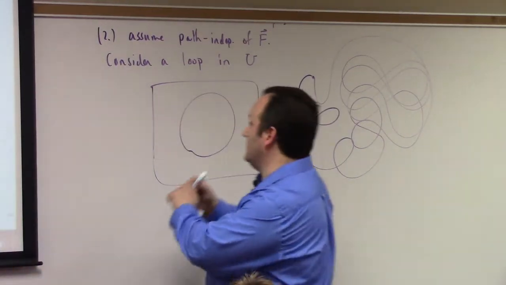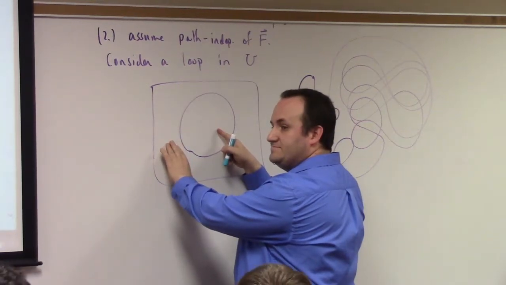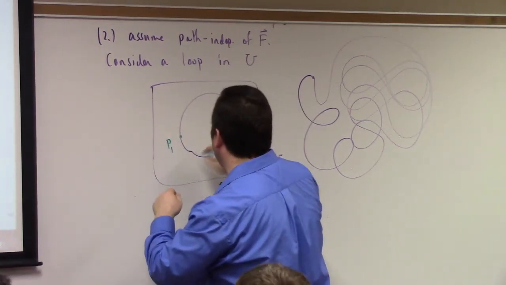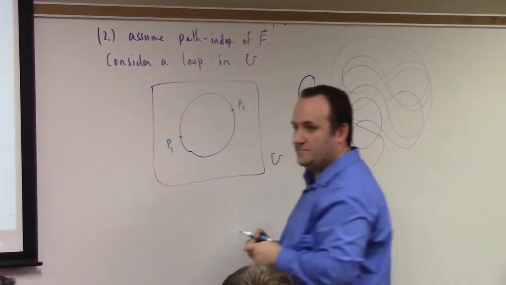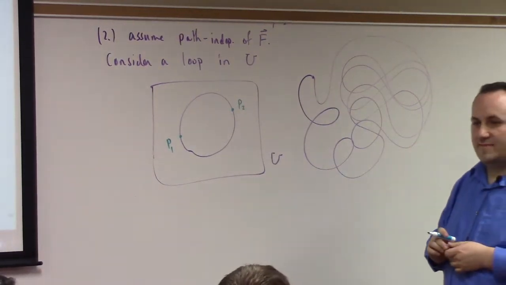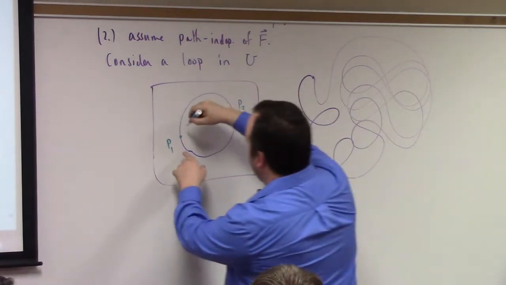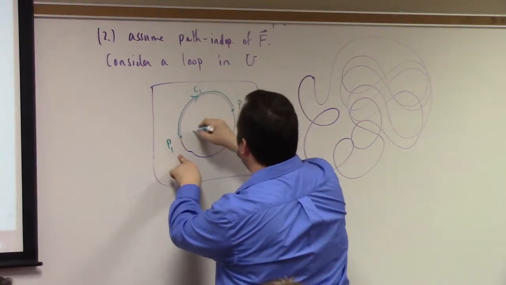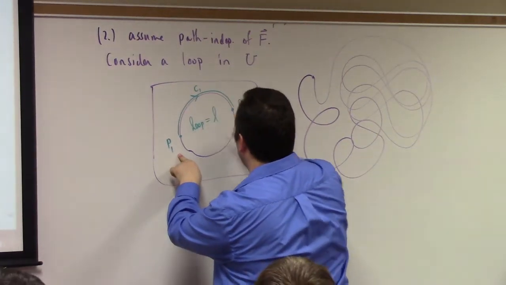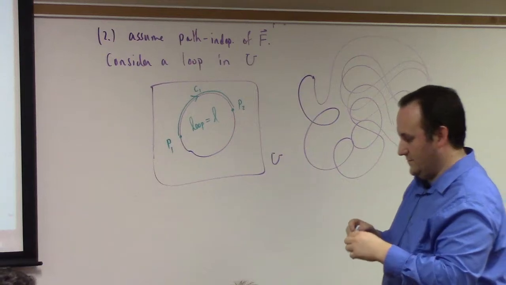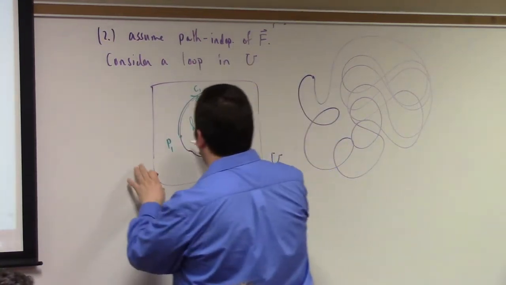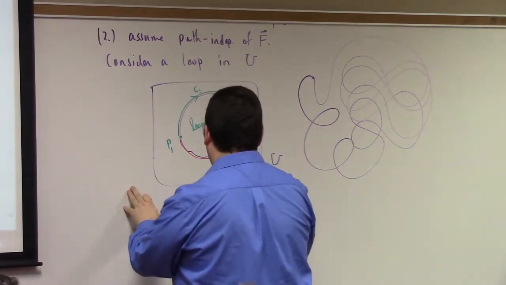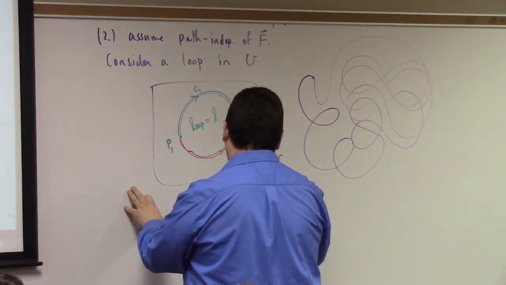So consider a loop in U. What can you do with any loop? Pick a point, say P1. Pick another point, any point, let's say P2, not the same point. Then this up here I can call C1. Let me call the loop L. Then do the other path, and since they're indifferent, you flip one of them. I can look at this other path here. Let's call it C2. Then L is what? It's C1 union with minus C2.